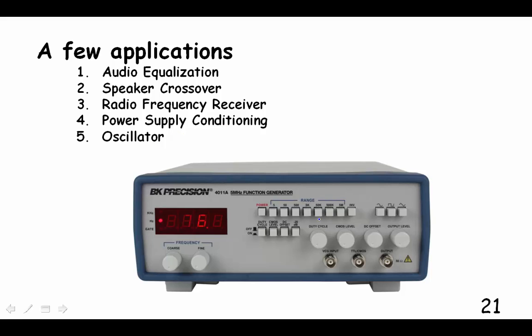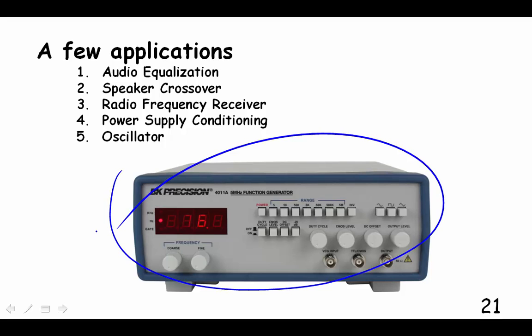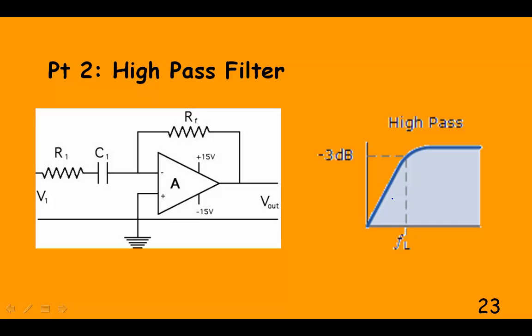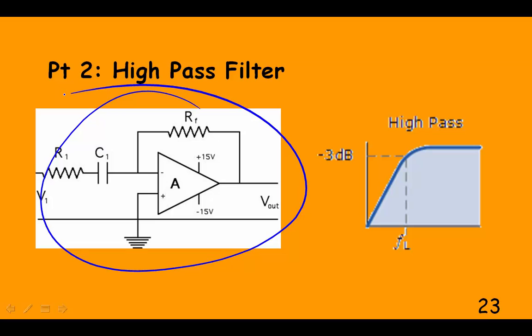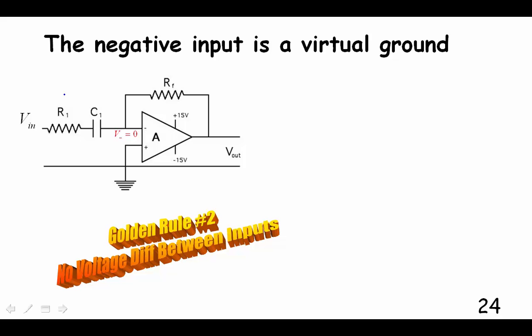And then an oscillator, we're going to look at that next week, but function generators use filters to create their sine waves, and there are many more applications. Well, let's get into analyzing a high-pass filter. Here's the high-pass filter we're going to use for this lab.